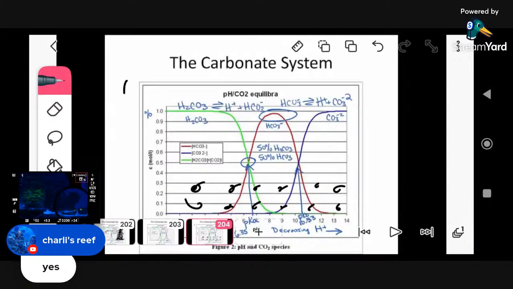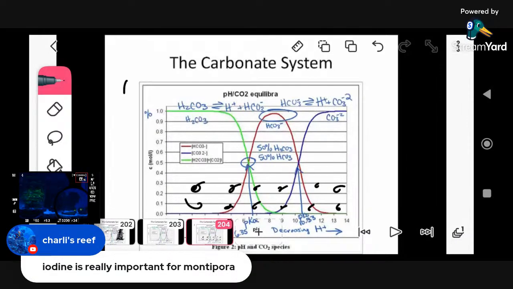But let me catch up on comments real quick. Iodine is really important in Montipora. Yeah, iodine is really, really important, and I highly recommend reefers run iodine for sure. Since day one, since I started my saltwater journey, I definitely dose iodine, trace elements, and aminos, like mandatory.